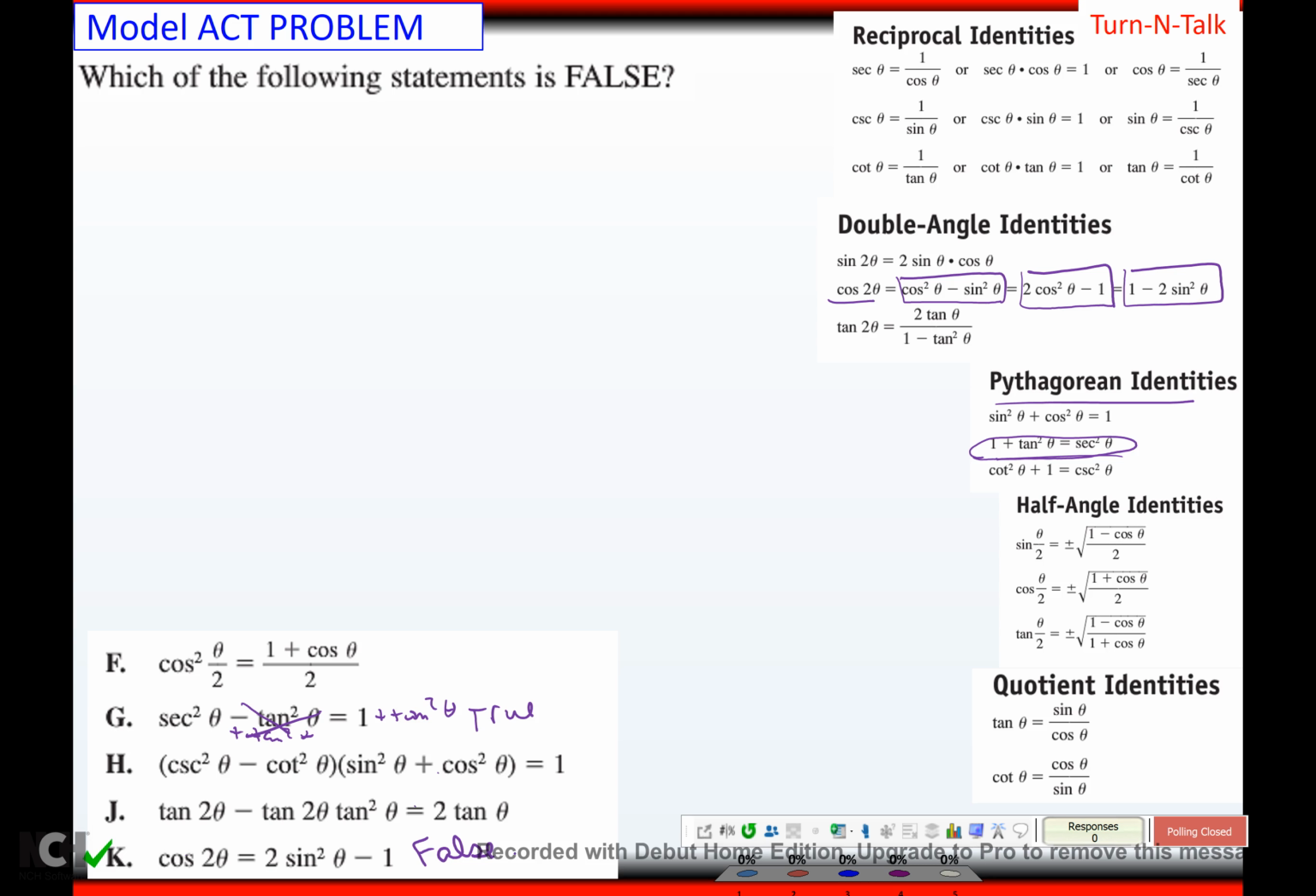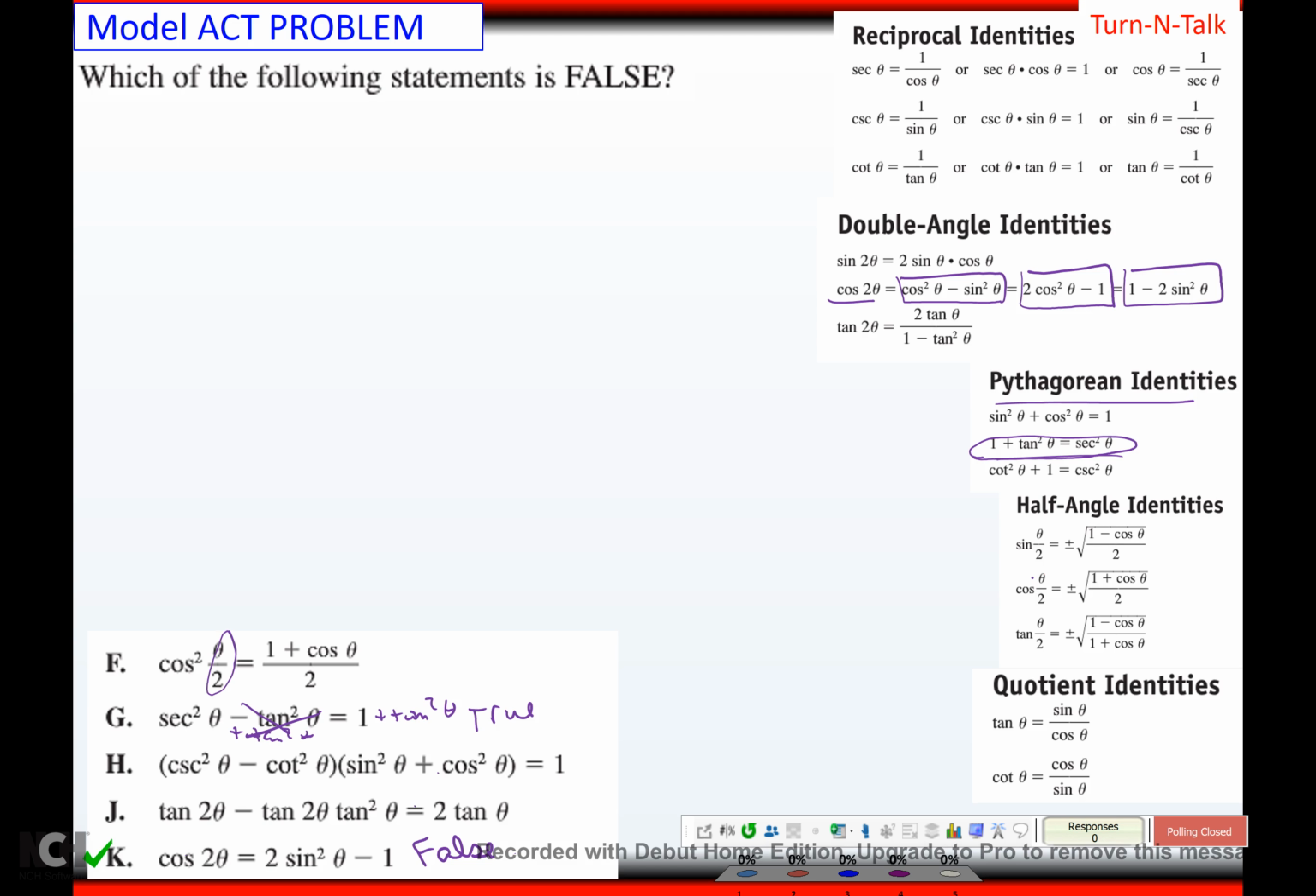Okay? Now, I'm going to work out the rest of them just because it's going to be good for you to see these proofs. But again, in a real ACT test, you would not have time to work all of these out. But I'm going to prove them to you. So for F, what I noticed was, well, it's something to do with a half angle.